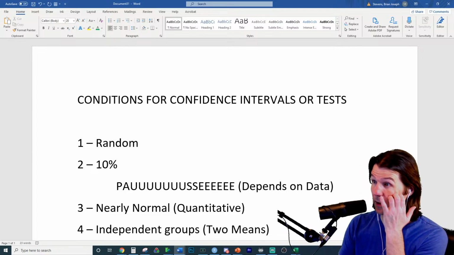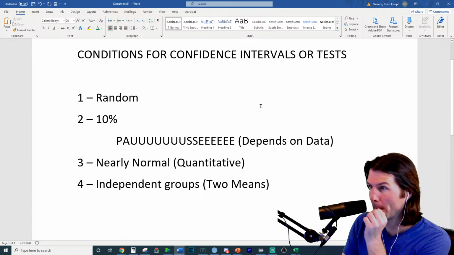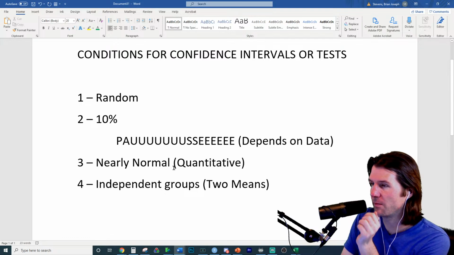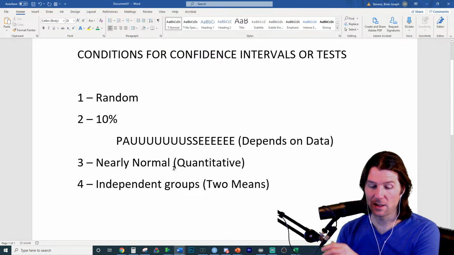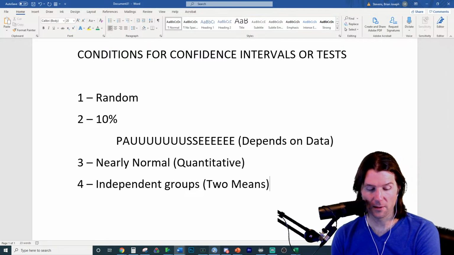I think I have a flowchart with this. I need to find my flowchart and post it. But if we have quantitative data, it'll be nearly normal. If we have categorical data, it'll be success failure. You know what's really interesting, Connor? I think you're still here.